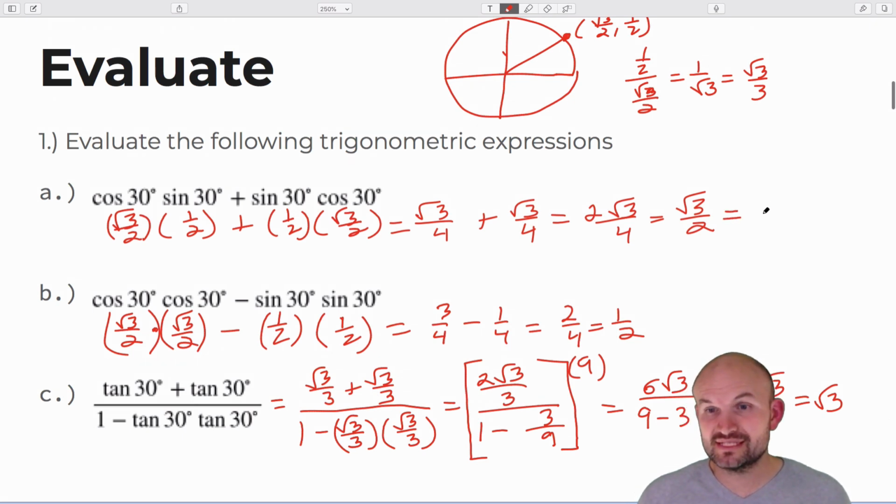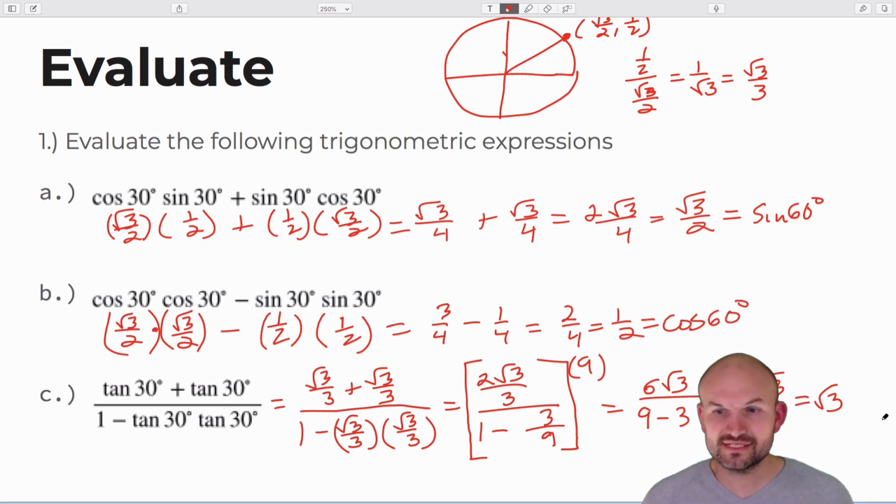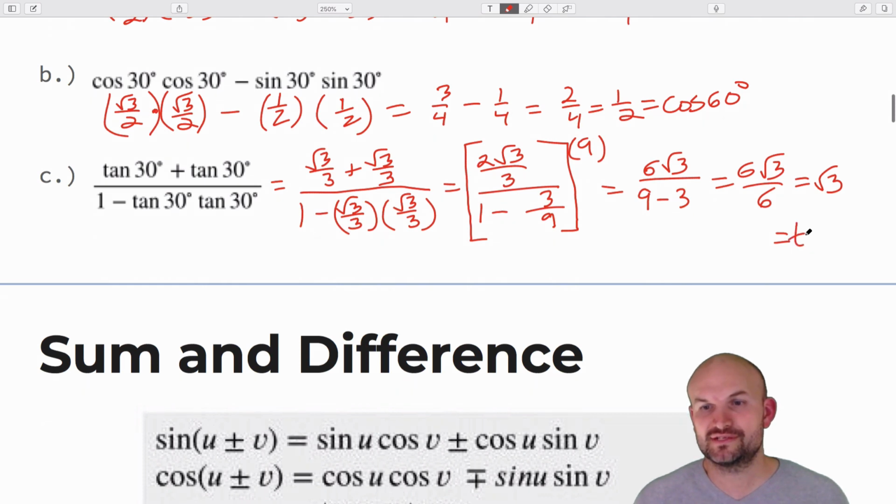And if you kind of notice, these all represent the cosine of 60 degrees. I'm sorry, not the cosine, that's the sine of 60 degrees. I did that in class too. The sine of 60 degrees, this represents the cosine of 60 degrees. And guess what this one equals? The tangent of 60 degrees.